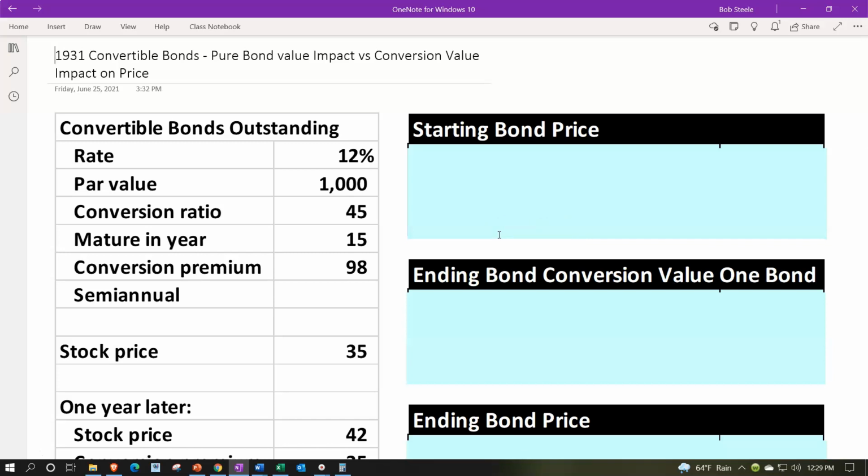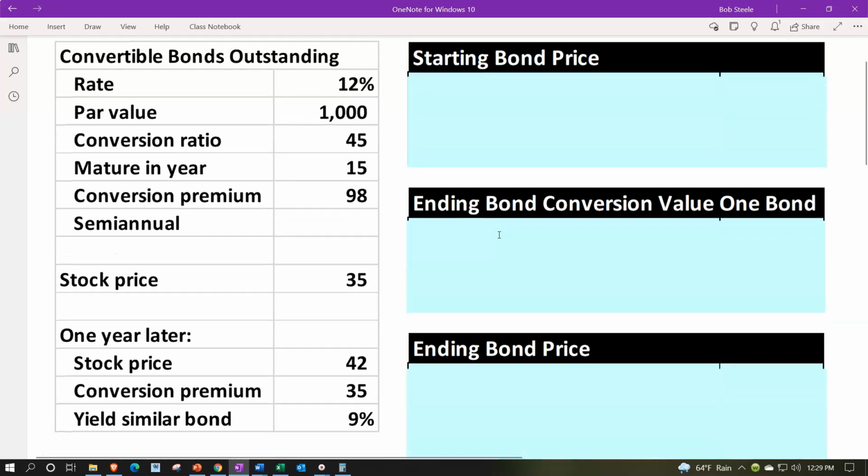So for our information, we have the convertible bonds outstanding, the rate at 12%, the par value at $1,000, the conversion ratio, meaning the bonds can be converted into 45 shares of stock if so chosen. They mature in 15 years. The conversion premium is going to be $98. That's the amount over and above the conversion value that the bonds are currently selling for. And they're going to be semi-annual interest bonds, interest paid semi-annually as opposed to annually.